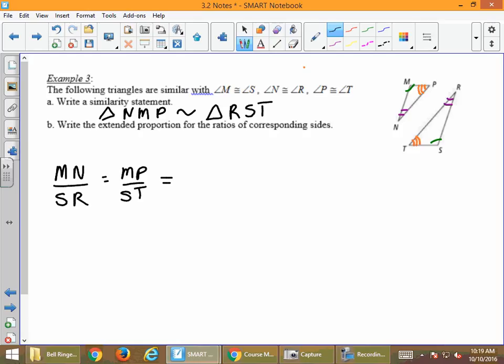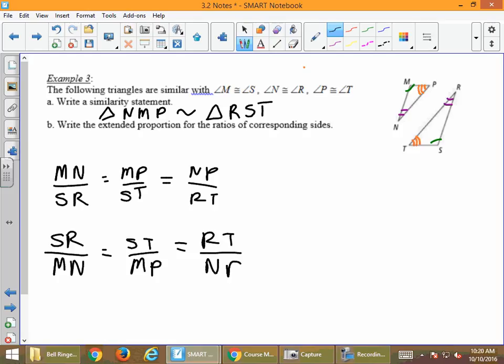And then lastly, again, stay consistent. We have to use that small triangle first. What's the other side in that triangle we didn't use yet? NP. If we went from purple to orange, what side has to go on the bottom in the other triangle? RT. Okay, done. You could have done this differently. You could have said SR first and then MN. That's totally fine. But then you have to stay consistent. Then that means the big triangle has to go in the top. You could have said MP over ST first. That doesn't matter.